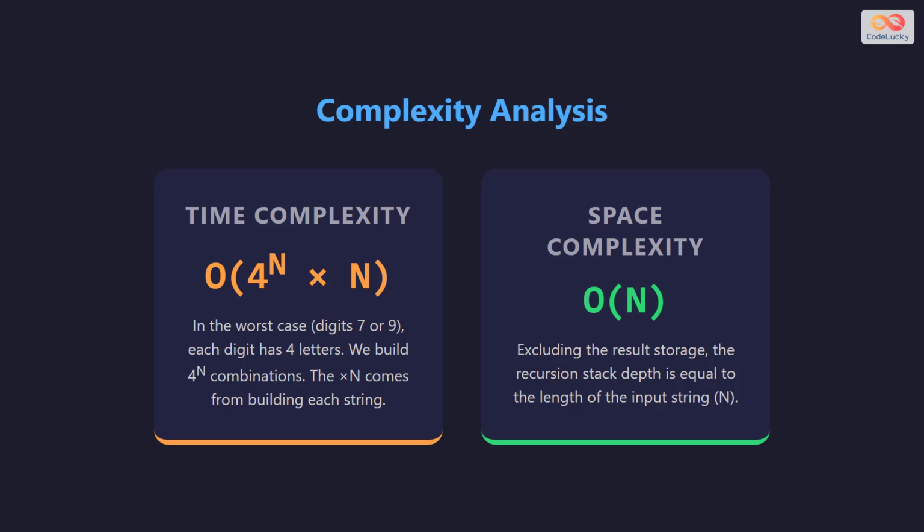For time complexity, in the worst case, digits like 7 and 9 map to 4 letters. This gives us O of 4 to the power of n times n because we are building strings. The space complexity is O of n due to the recursion stack depth, not counting the space needed for the output list.